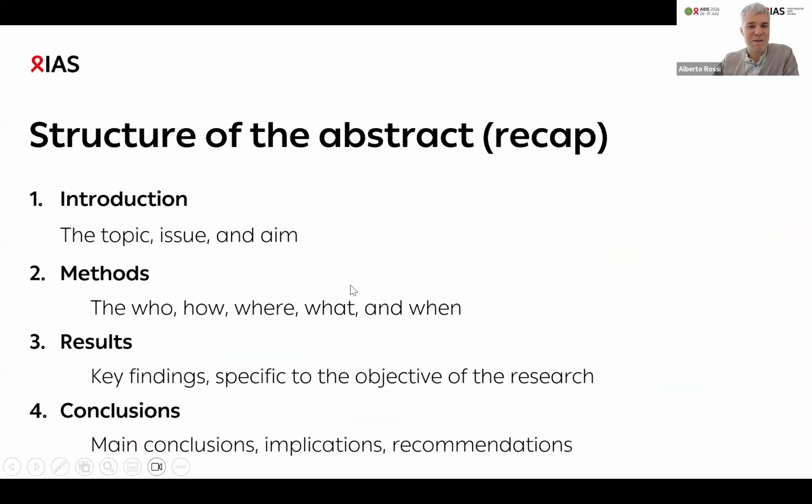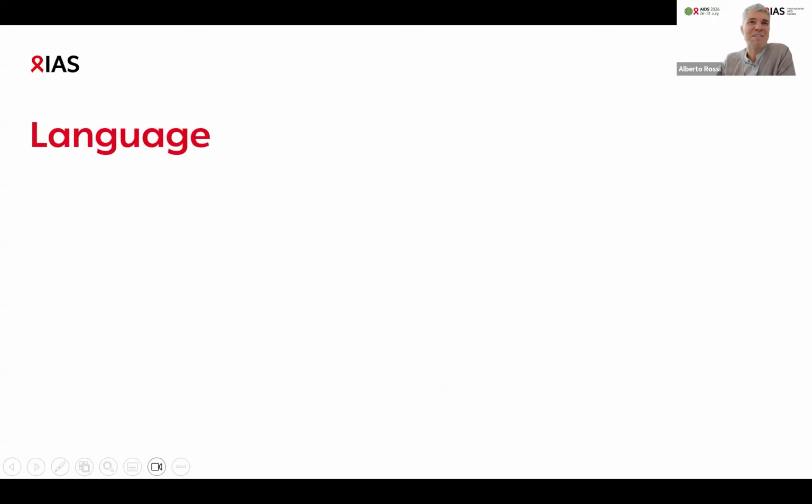Okay, so we are now at the end of the abstract structure. So I'm going to give you a quick recap. We have seen the introduction, and that has to be composed of three main parts: the topic, the issue, and the aim. The methods that Anna very well described: the who, how, where, what, and when. The results, just the most important findings, and those that are specific to your research question. And then the conclusions, which should provide an overall take-home message, implication, and recommendation for future research. And now I'm going to hand it over to Anna again, and she will talk about language.